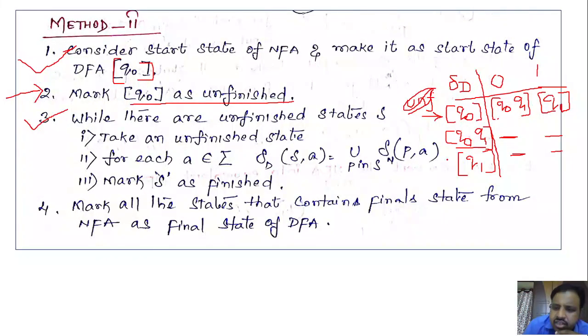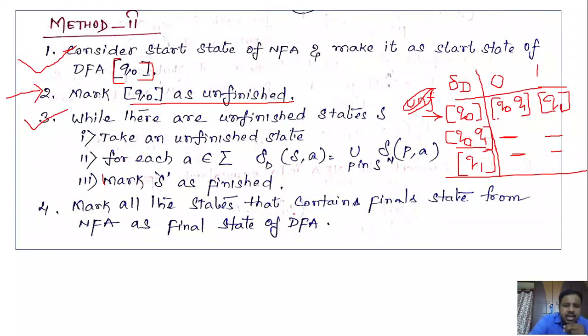In this fashion, you have to construct the state transition table. This process is repeated as long as you are getting new states. Once you don't get any new state, you stop the process there. After stopping, we have to identify the final states. So this is the algorithm.